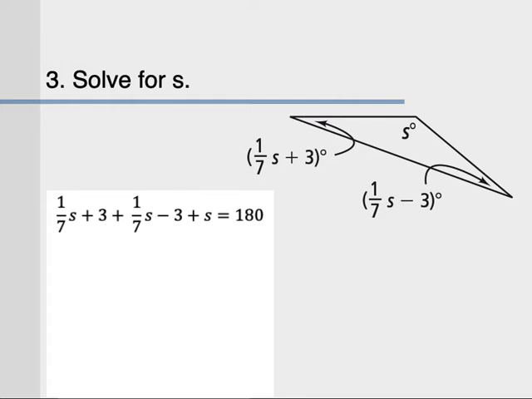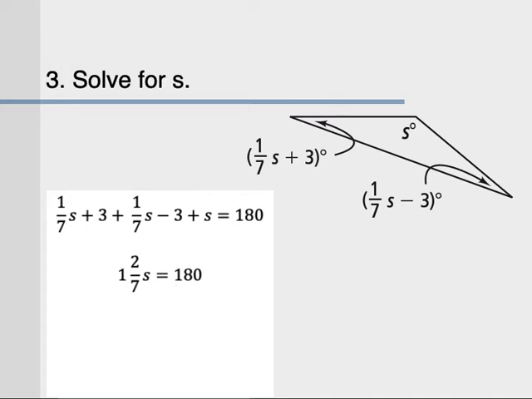Now you want to add your like terms. Your like terms, there's 3 and minus 3. Oh, that's cool. They cancel out. 3 minus 3 will cancel out and get 0. And then the s's, there's 1 over 7 here, 1 over 7 here, and 1s here, invisible 1 coefficient. So you add that up, and that's 1 and 2/7 s equals 180.